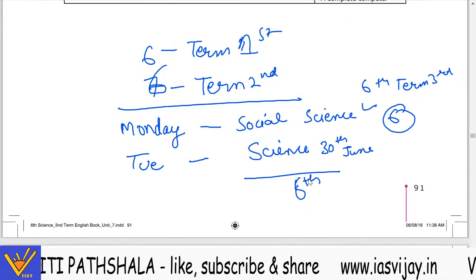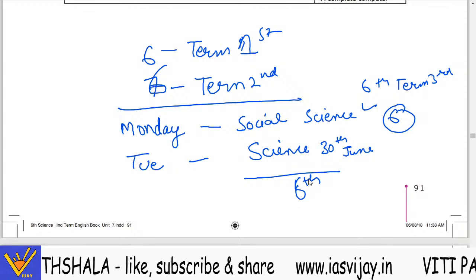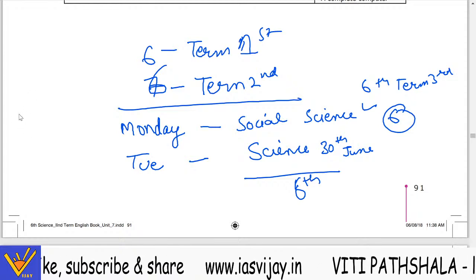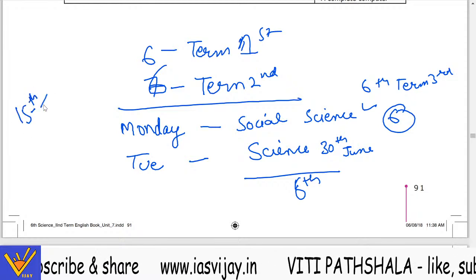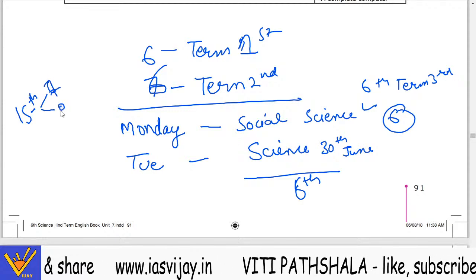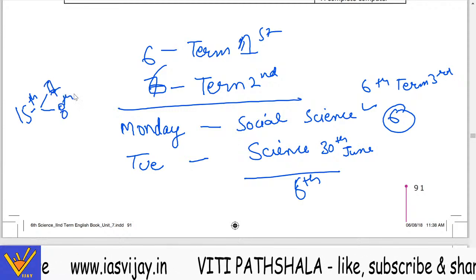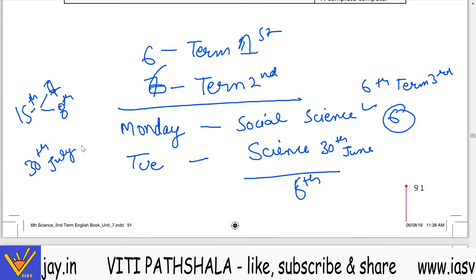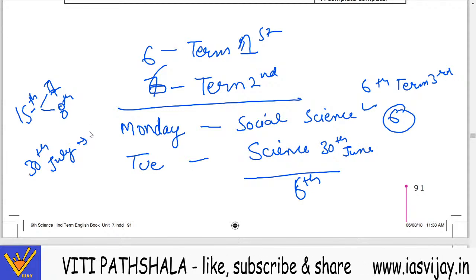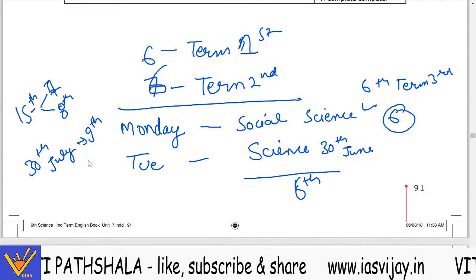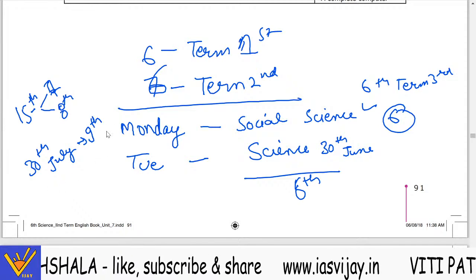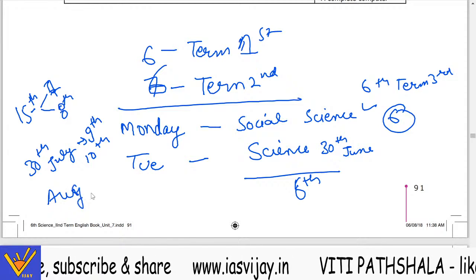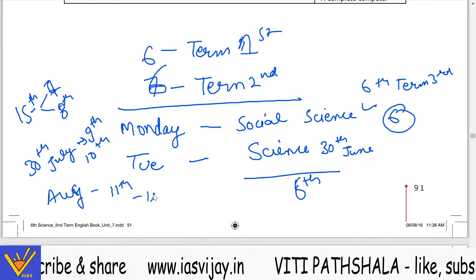Then in July we would be completing the 7th and the 8th class till the 15th. So my target is that by the 15th we would be completing all the 7th and 8th class books, and till the 30th July we would be completing the rest, the 9th and the 10th class books, and in August we would be completing the 11th and the 12th.